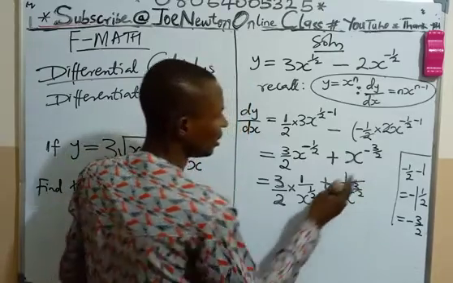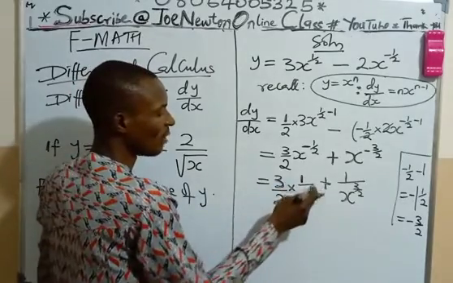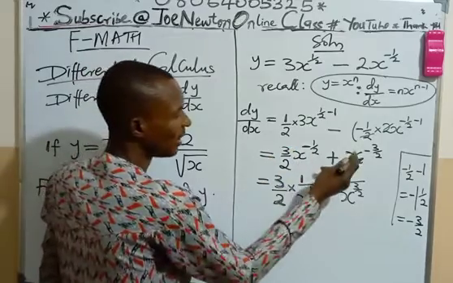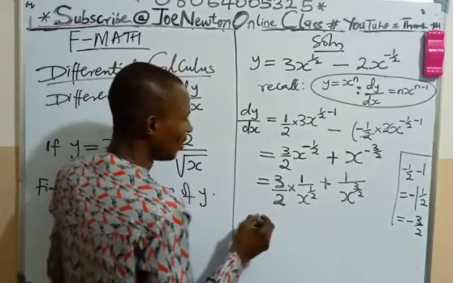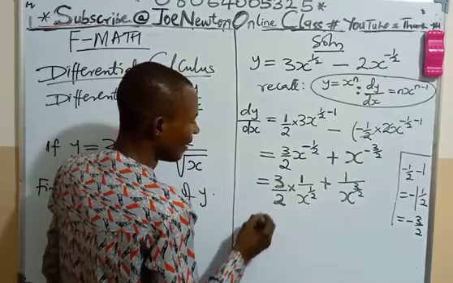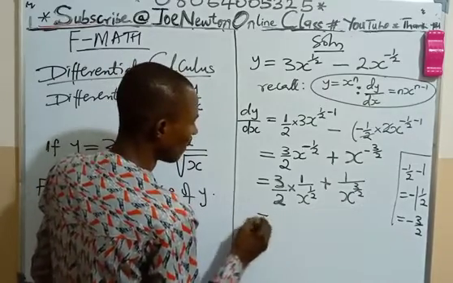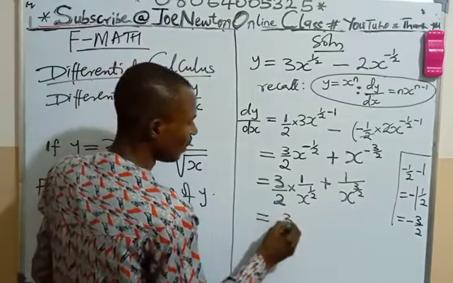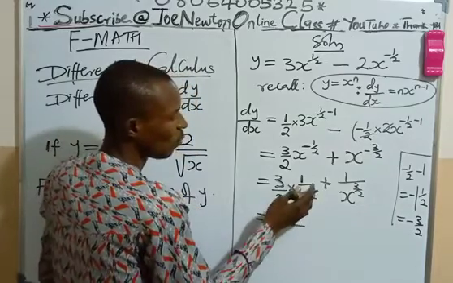By implication, this is what this implies. So this is 3 over 2 times 1 over x to the power 1 over 2. That's x to the power half. Because of this minus, plus here, this implies 1 over x raised to the power 3 over 2 because of this minus here. So finally, our dy over dx becomes 3 times 1 is 3 over this 1 over 2 raised to the power 1 over 2 means square root, like I interpreted before.